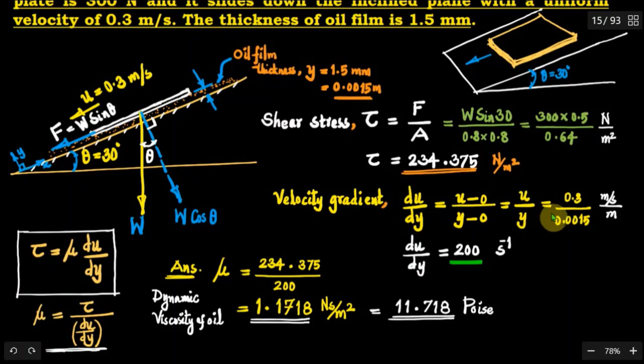So here the velocity gradient du by dy is u by y. That is equal to 0.3 divided by the distance in meters, 0.0015, that is 1.5 mm converted into meters. So 0.3 meter per second divided by 0.0015 meter gives the velocity gradient du by dy, which is equal to 200 per second. So this is the velocity gradient, and we have already found the shear stress, 234.375 Newton per meter square. Now we can substitute in the expression for Newton's law of viscosity. Tau is equal to mu into du by dy, and mu is equal to tau divided by du by dy.